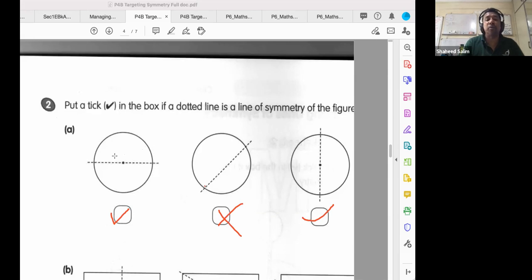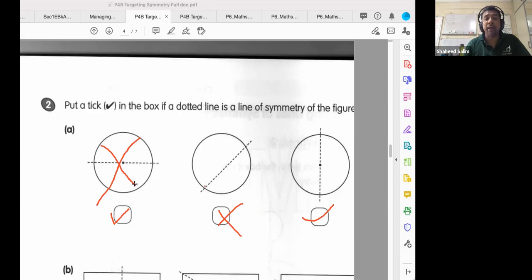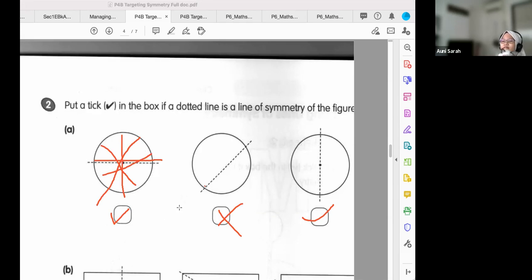Now, how many lines of symmetry can you get? Many, no. Infinite. You can cut it this way, you can cut it this way, you can cut it this way. This is infinite. That means you can have so many lines of symmetry for this one. Okay, we move on to the next one.